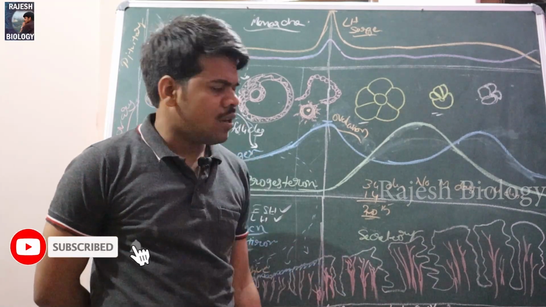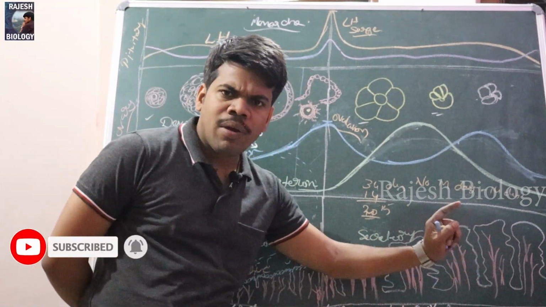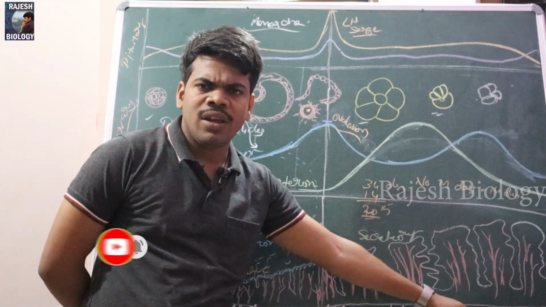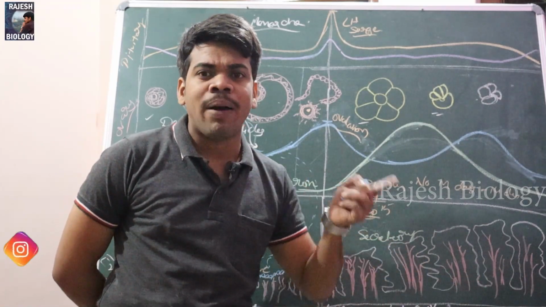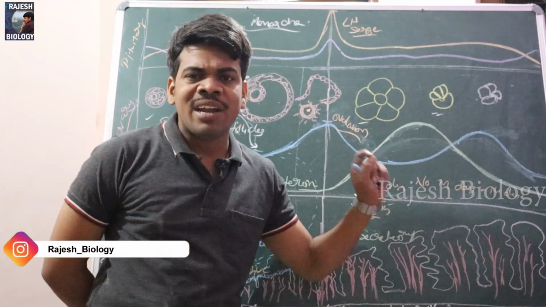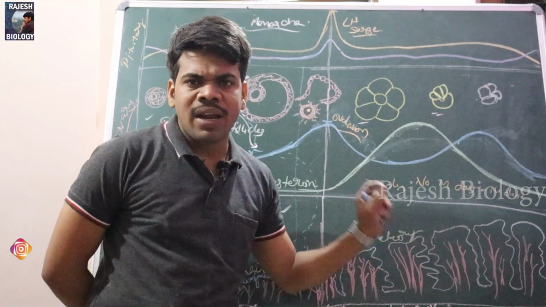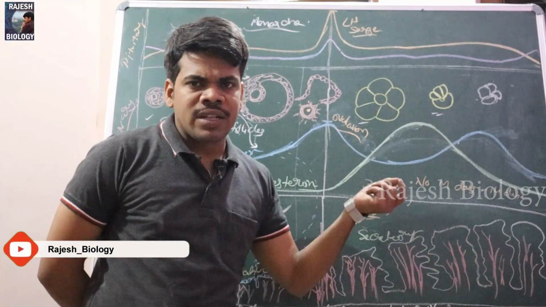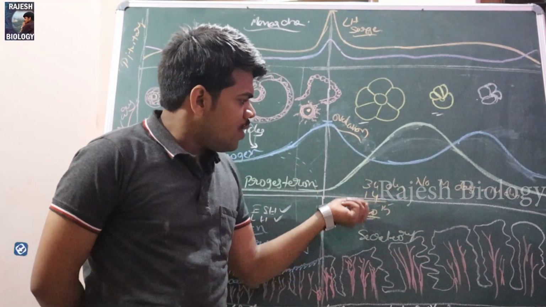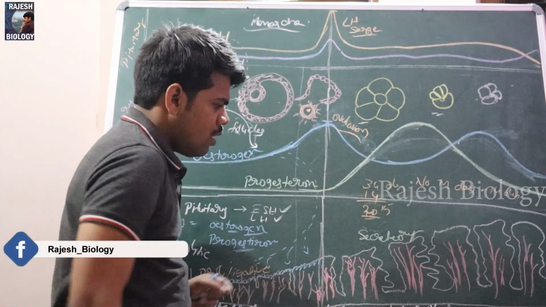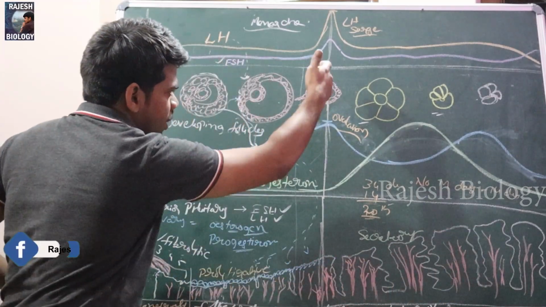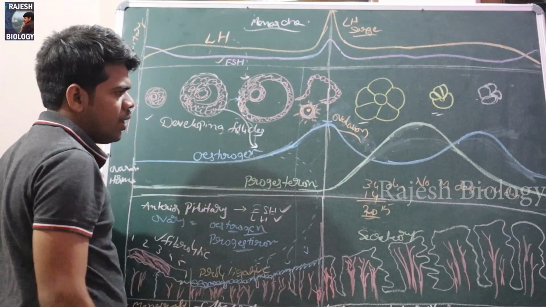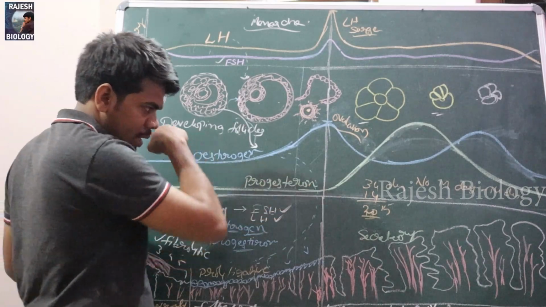How many days are there? Out of 28 days, it is 28 minus 14. Okay, it is not 28 by 2, it is 28 minus 14. 30 minus 14. 34 minus 14. After the luteal phase, the 14th day it will be released. Okay, so this is called the ovulatory phase. Very important question it is.